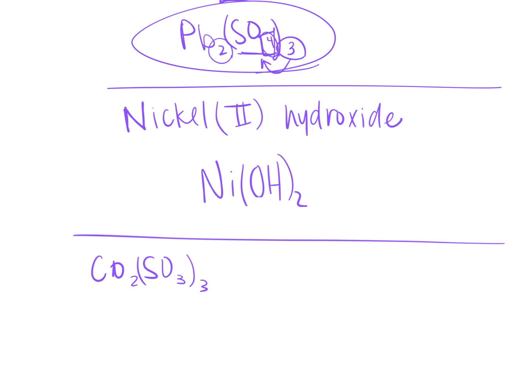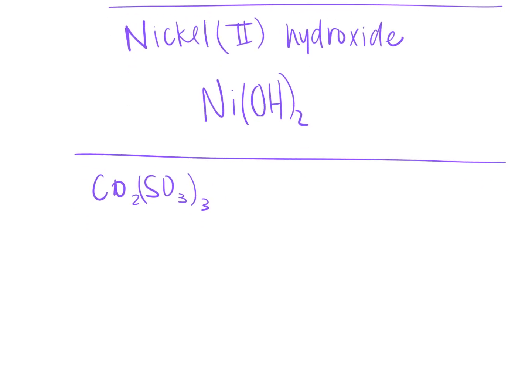Did I write it incorrectly? Can I reduce these 3s? I can't, right? This 3 is part of the identity of that polyatomic ion, so I don't change that. Okay? All right, what should it be? Cobalt what? Cobalt 3, not 2. Cobalt 3. Then what? Sulfite, because it's SO3.